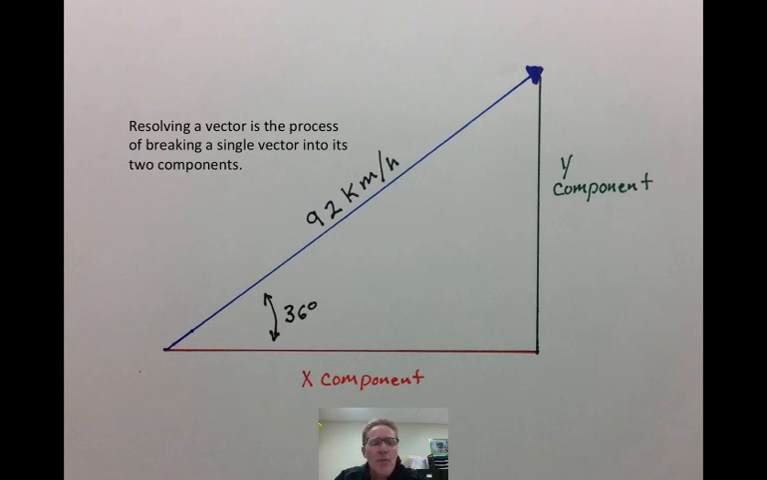Okay, so let's use this same triangle to talk about how we would resolve a vector. So resolving a vector is simply the process of breaking a vector down into those two components that we just talked about. As long as we know the magnitude of the vector and we know the direction of the vector, then we should be able to do this. So here we have a vector that has a magnitude of 92 kilometers per hour, so this would be a velocity vector, and it has a direction of 36 degrees north of east.